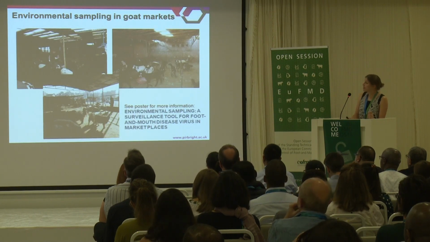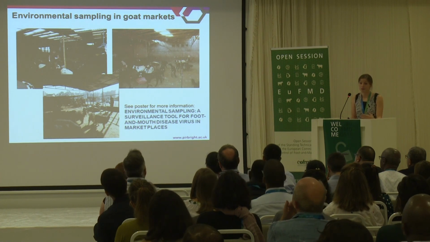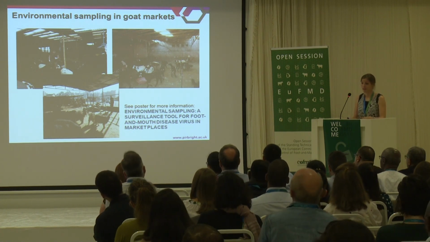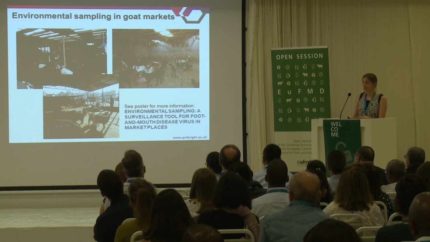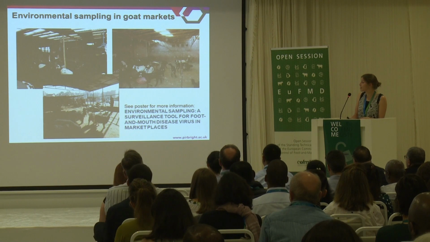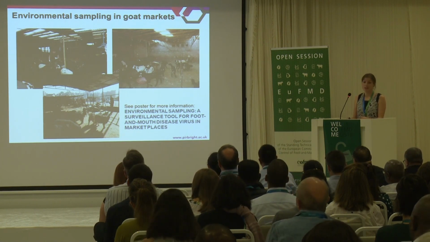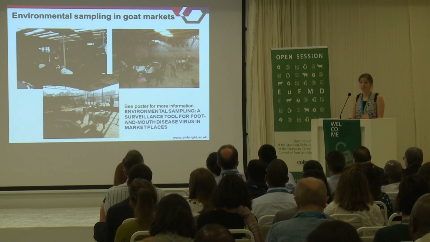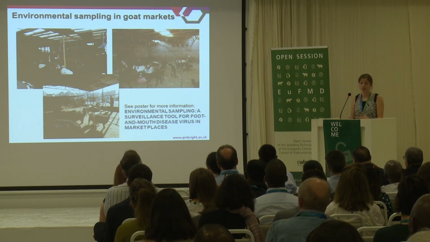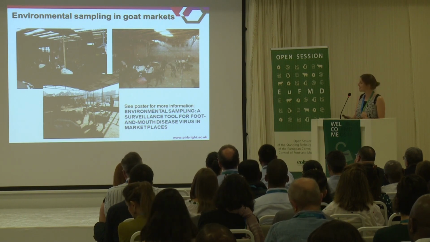We've also applied these environmental sampling methods to goat markets. Obviously, movement of animals through markets is quite significant in terms of movement of diseases. So from a surveillance perspective, sampling at markets is quite handy to find out what is actually going through the markets and what is circulating in the country. There is a poster on this, so I won't go too much into detail, but from the samples collected here, we did get positives for both foot-and-mouth and PPRV. But please see my poster for more details.